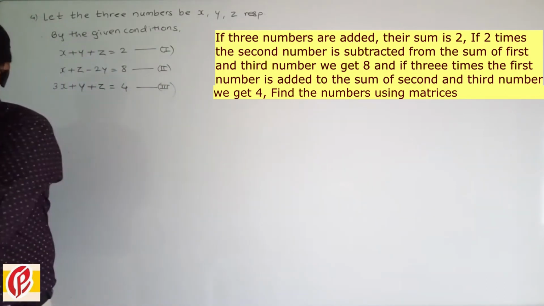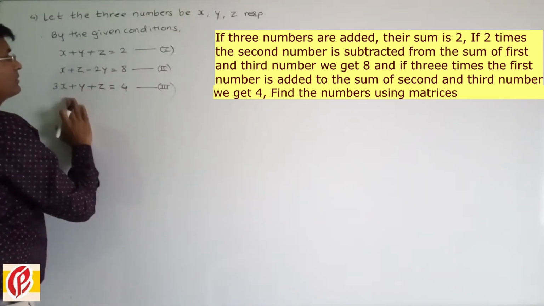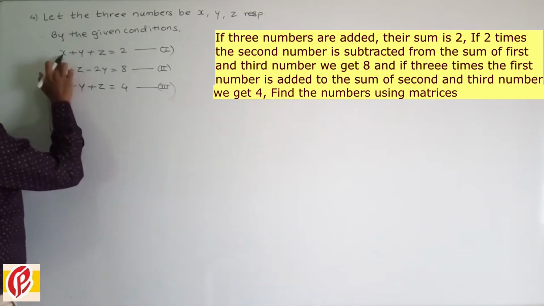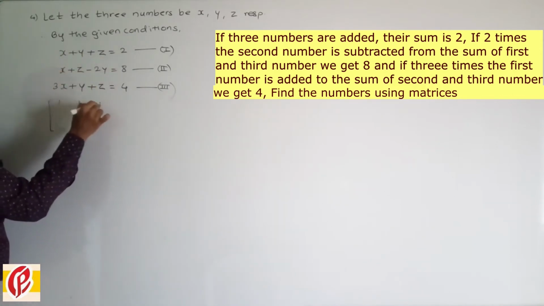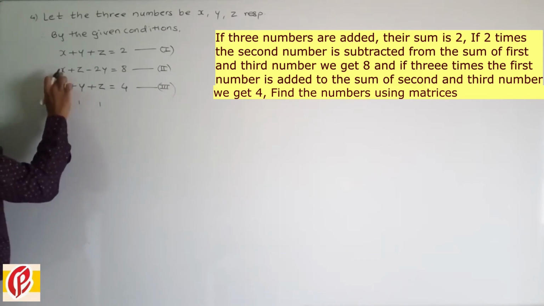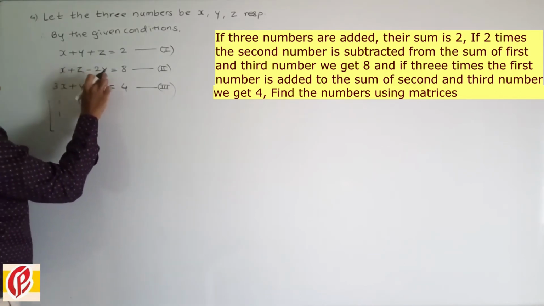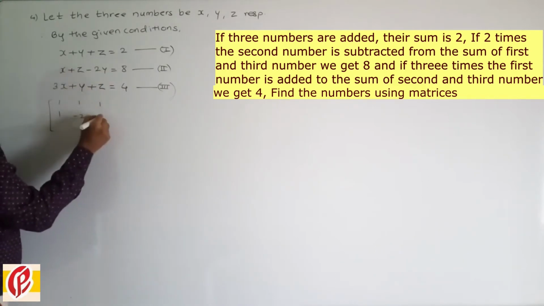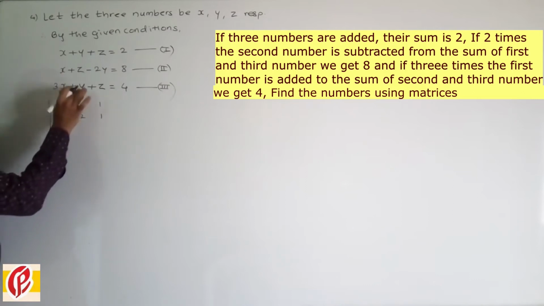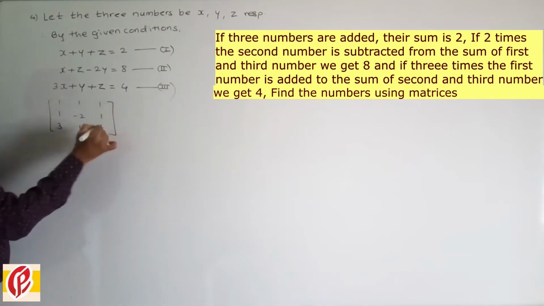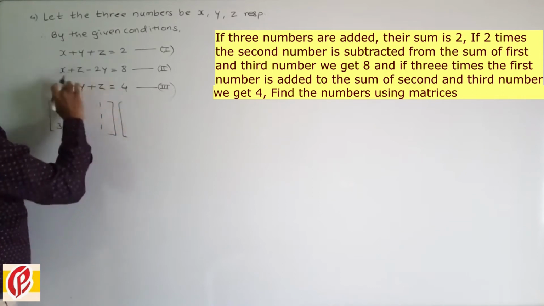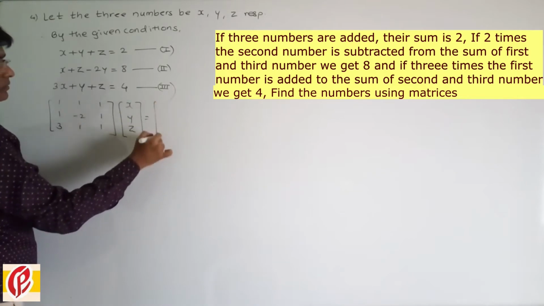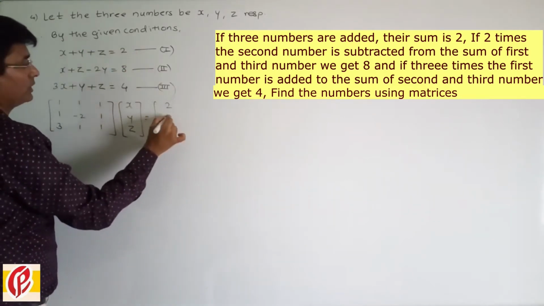So these are the three linear equations. Now convert these linear equations into matrix form. The first matrix is the coefficient matrix. Here the coefficient of x is 1, and the coefficient of y is minus 2, so take minus 2 here. Then the coefficient of z is 1. This coefficient matrix times the variable matrix x, y, z is equal to the constant matrix 2, 8 and 4.